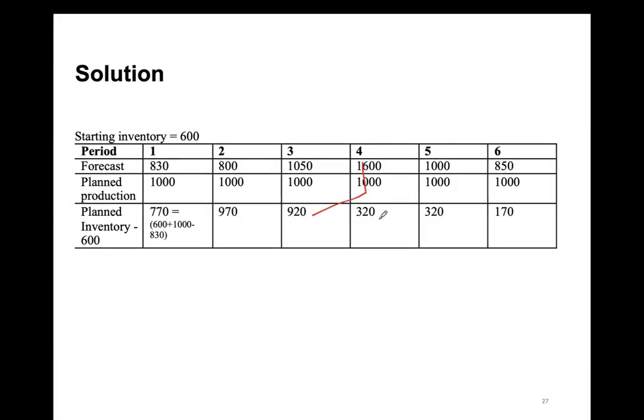Then 320, that's the inventory that's available before period 5 starts. So 320 plus 1000 minus 1000, and that would give 320. And again, 320 is the amount of inventory that's available before period 6 starts. 320 plus 1000 minus 850, and that would give us 170. This means when the whole production period stops, then they will be left with 170 units.